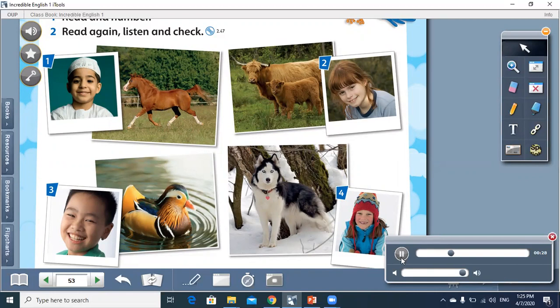Now let's listen again. Number two. Hello, I'm Meg. I'm from Scotland. This is my cow, Mabel, and her calf, Toby. Mabel has got long hair and very long horns. Toby is one. He's sweet.